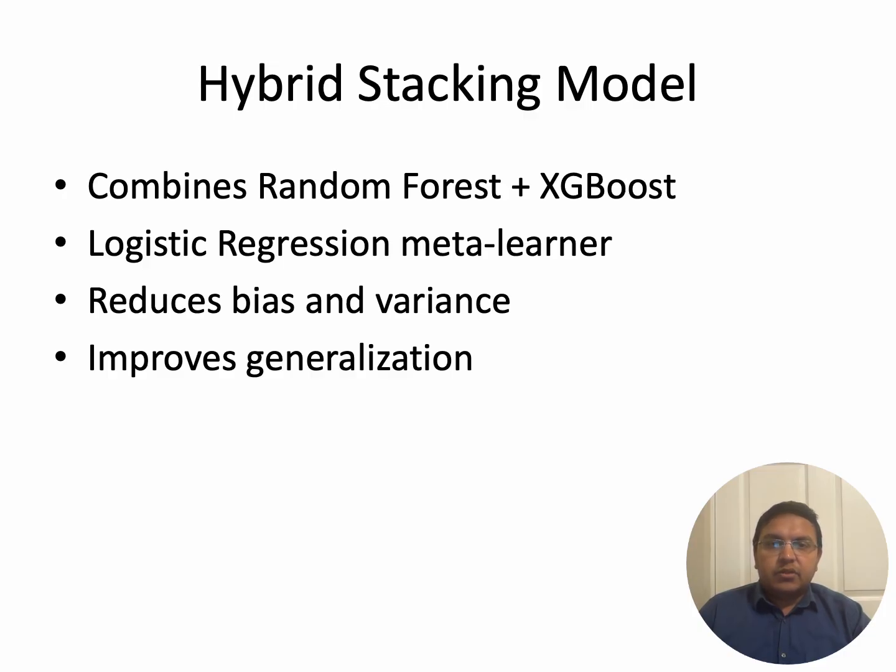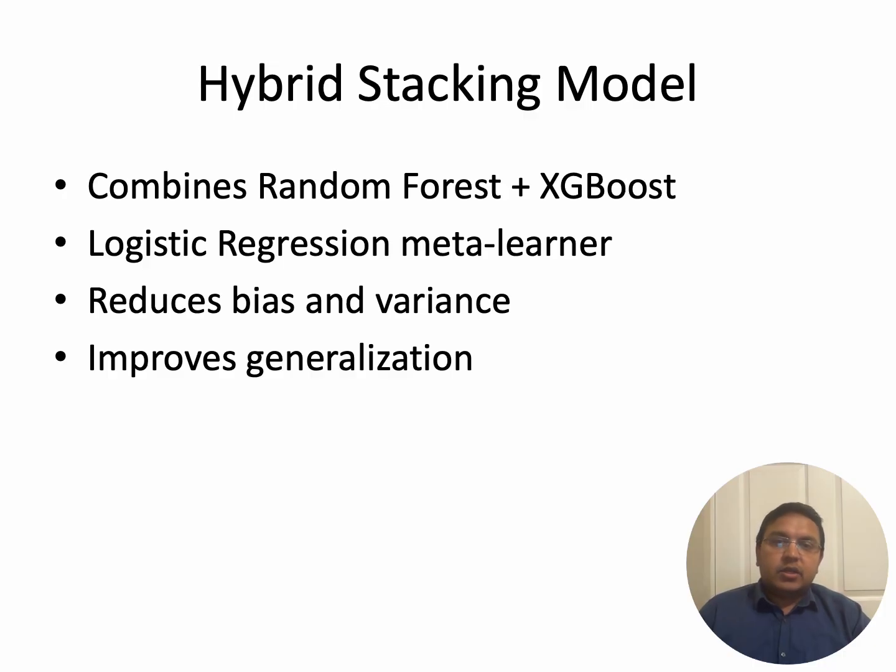So here is why this works so well. Random forest and XGBoost have complementary strengths. Random forest reduces variance and provides stable predictions across a wide range of samples. XGBoost reduces bias by iteratively correcting misclassifications. When you stack them together, you get the benefit of both.